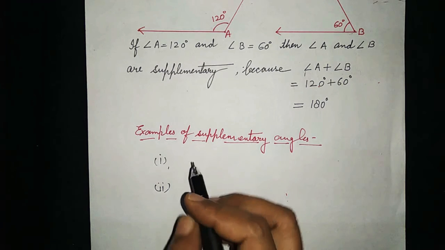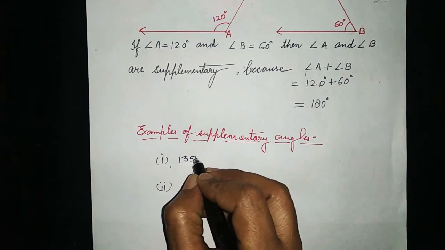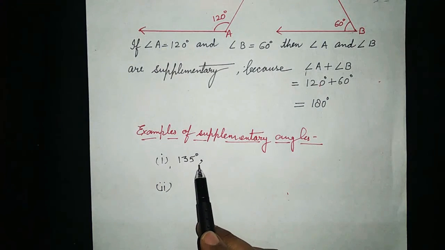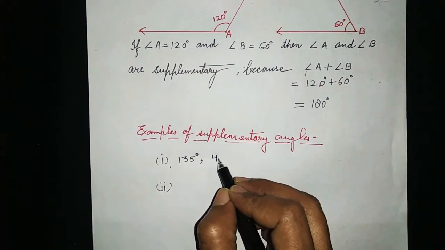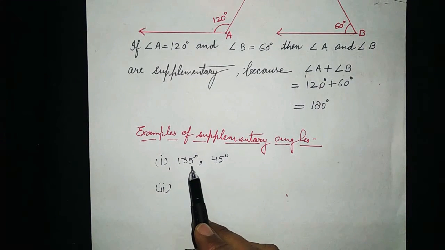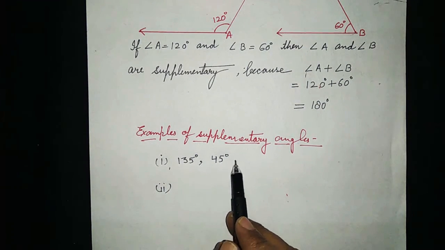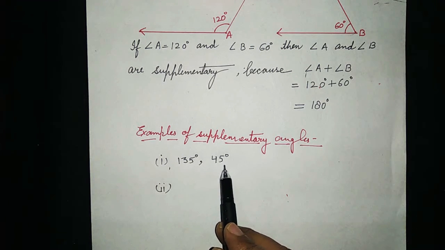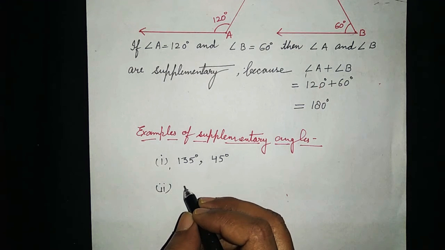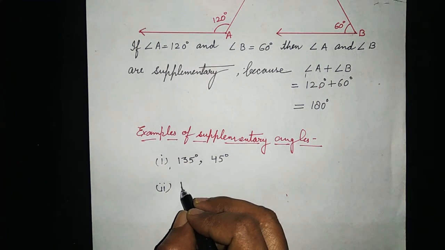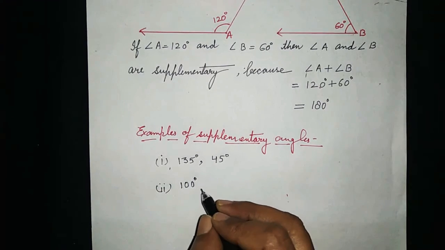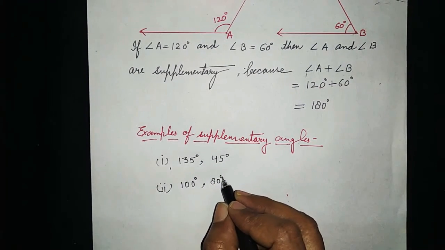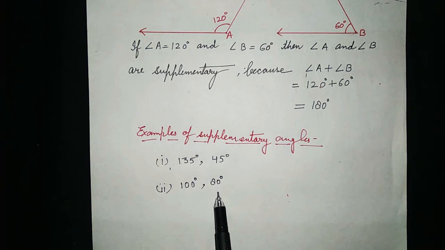Now students, I will give you some examples of pairs of supplementary angles. Here you see one angle is 135 degrees. Then its supplement will be 45 degrees. Okay, because if you add 135 degrees and 45 degrees, you will get 180 degrees. So these two are supplementary angles. Now here one more pair I will tell you. Here one angle is 100 degrees and the other angle is 80 degrees. And this pair is also of supplementary angles.